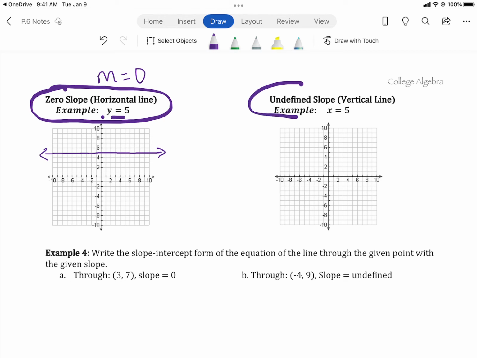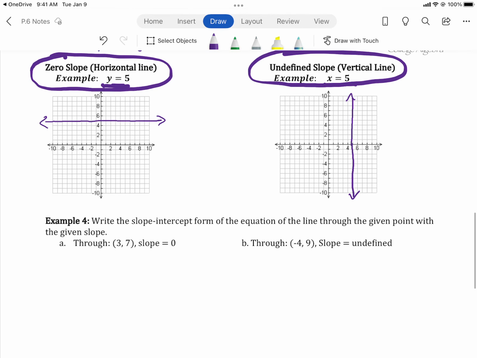A vertical line has an undefined slope. That is an x equals 5. Vertical, undefined slope, if we were to graph this, this would just be a line right here at 5. So here I have a rise, but I don't have a run, and you can't divide by 0, so it's undefined slope. So they will always be a y equals or an x equals with 0 and undefined slope. So these are easy equations to write.